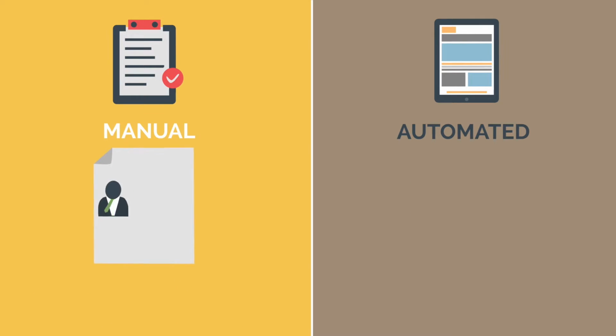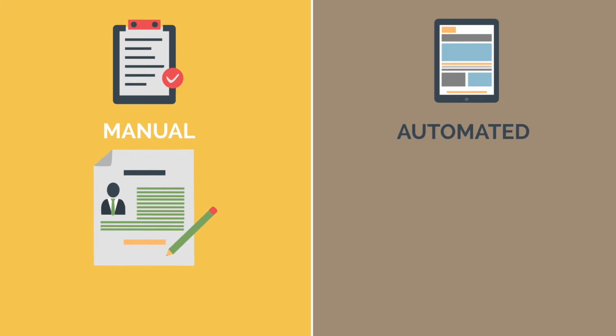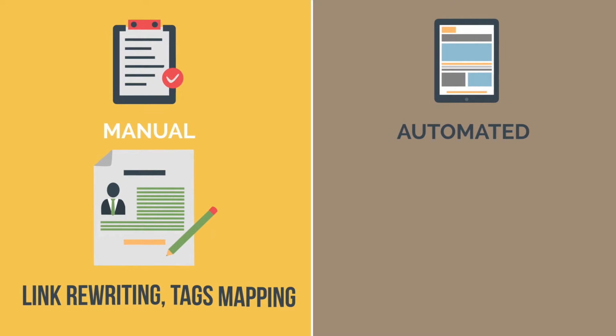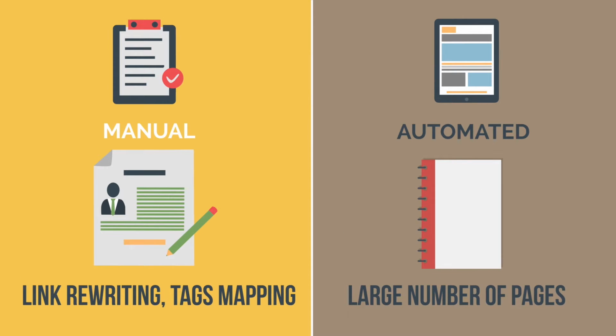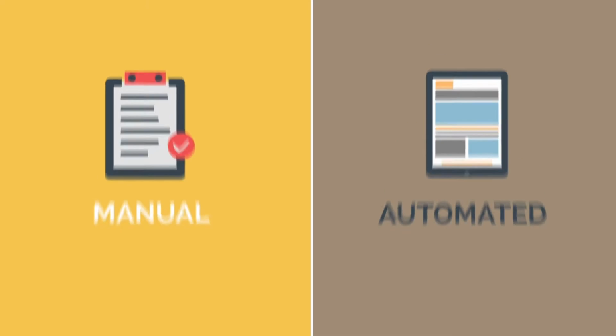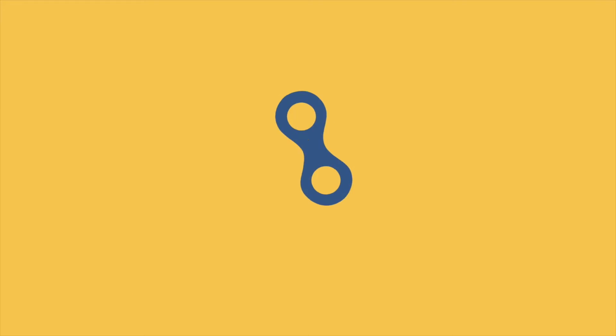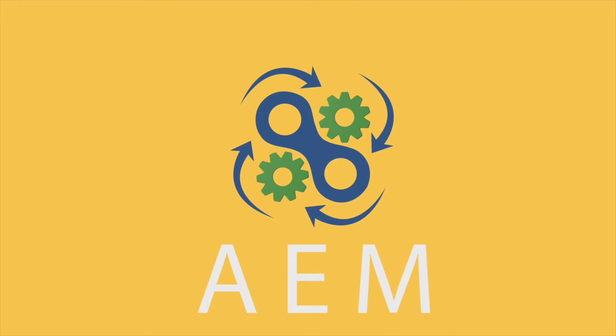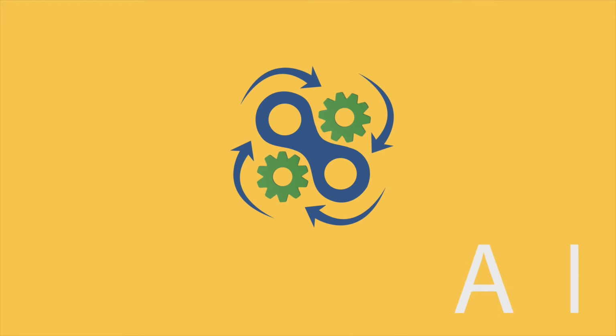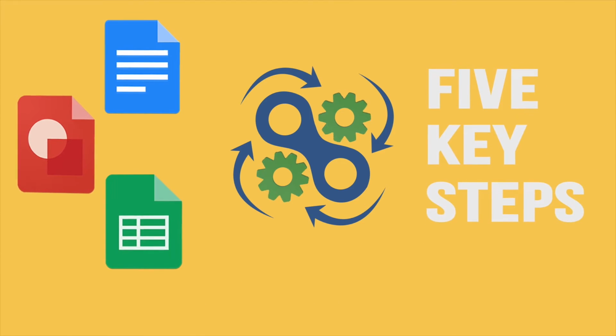Manual content migration is error-prone due to manual intervention, with errors like link rewriting, tags mapping etc., while the automated approach is more efficient, that is, once tested properly, it should lead to much fewer defects over a large number of pages. Now, basis these parameters relevant to a business, the decision makers can choose the better method for content migration to their systems. Now, AEM is an automated approach to content migration, which primarily involves 5 key steps of content migration flow.